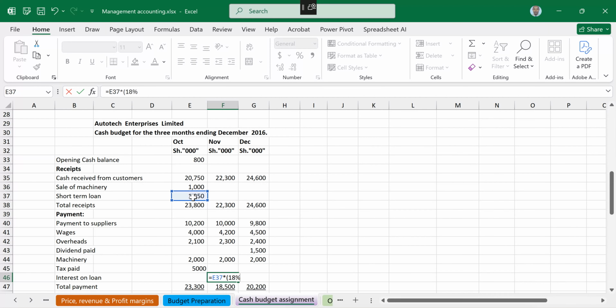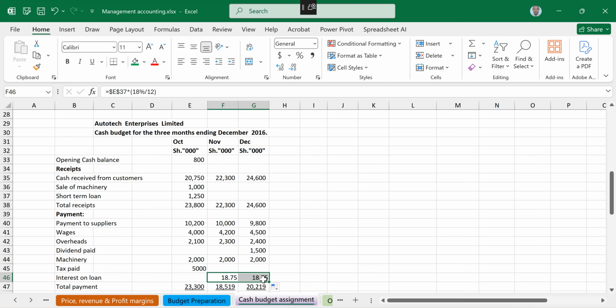18%. Remember, 18% is per annum, but it's monthly. So that will be 18% divided by 12, so that you can convert the rate to a monthly rate. Then close bracket, then lock the 1250. You lock the 1250 that way, times 18% divided by 12, close bracket. Enter, then drag across to this. That will give you the monthly interest.